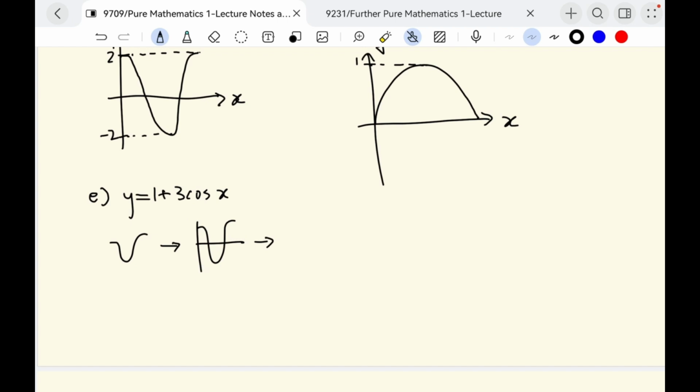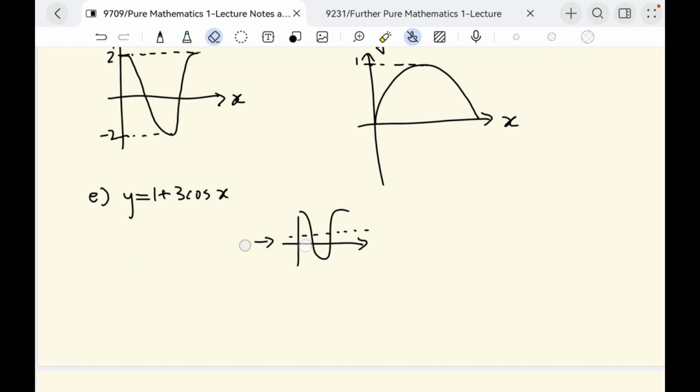So, which means that its center line or the center axis is no longer y equals to 0, but y equals to 1. So your graph will look like this. But to draw a proper graph, you can only make an imagination.